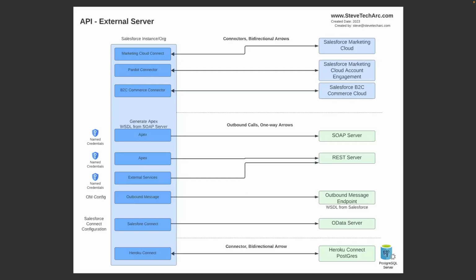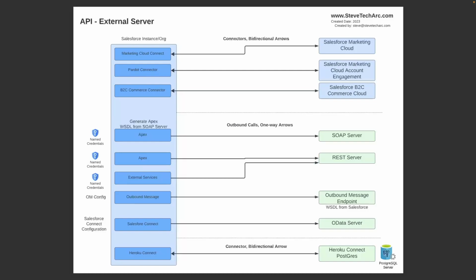If you're making Apex outbound calls to a SOAP server, you would need to import the WSDL and generate the Apex. You'd also need named credentials. If you're making Apex calls to a REST server, you would need named credentials. And if you're using external services to a REST server, you would need named credentials. If you're using the mechanism for outbound messages, you need to set up your outbound message config. You need to set up the outbound message endpoint and implement the WSDL that is actually generated from Salesforce.